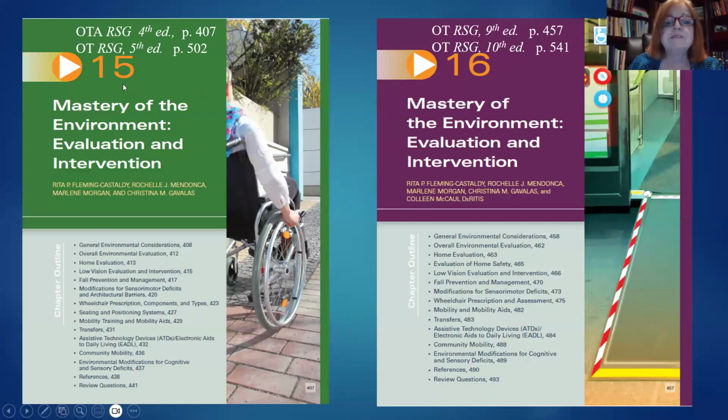Okay, so if you have the 9th edition of the OT, this begins on page 457, if you want to go along with the slides that I'm presenting. If you have the 10th edition, it begins on page 541. If you have the OTA 4th edition, it begins on page 407, and the 5th edition begins on page 502.